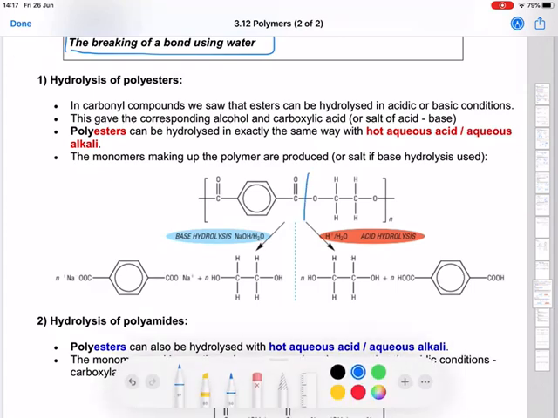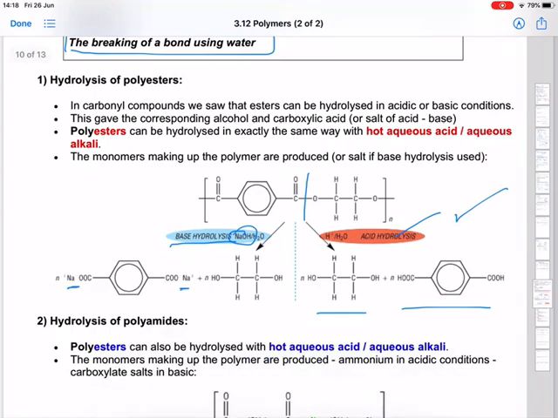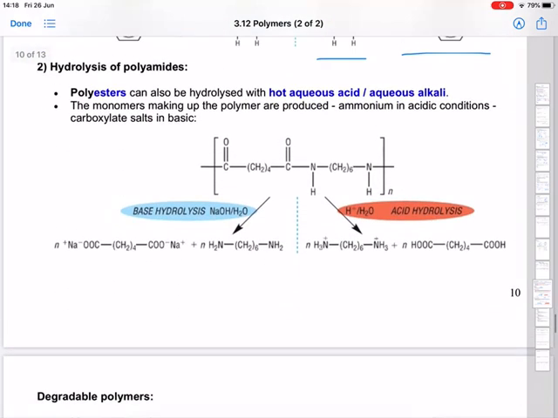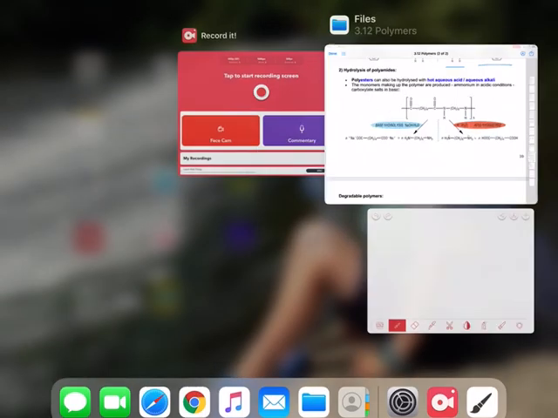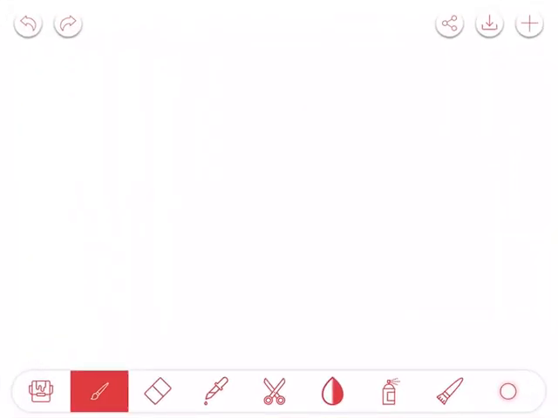Remember, we put the water in first, which will give us our alcohol and our carboxylic acids. If it's acid hydrolysis, we're done. If it's alkaline hydrolysis using sodium hydroxide and water, the sodium hydroxide, which is a catalyst, will then replace the hydrogens in the carboxylic acids. Okay. The polyamides, it's a similar story, but there's an extra problem with those. So again, I'll just do this with.